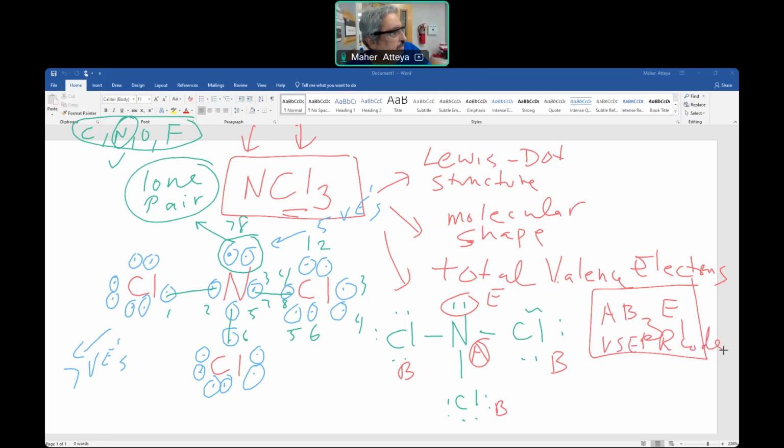So looking at the table you have, what will that be? Somebody tell me. AB3E1. Bent? No, not bent. Linear is no. Trigonal planar is no. Tetrahedral is no. This will be trigonal what?